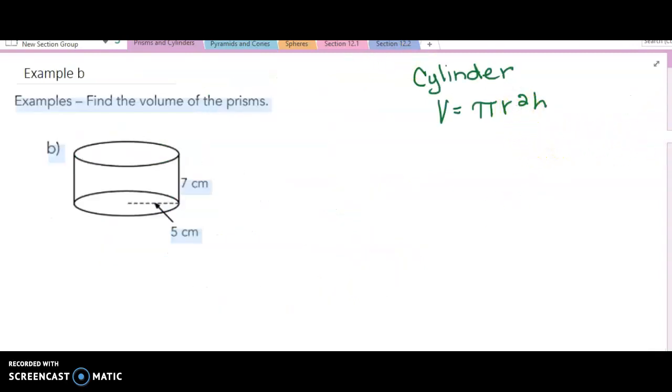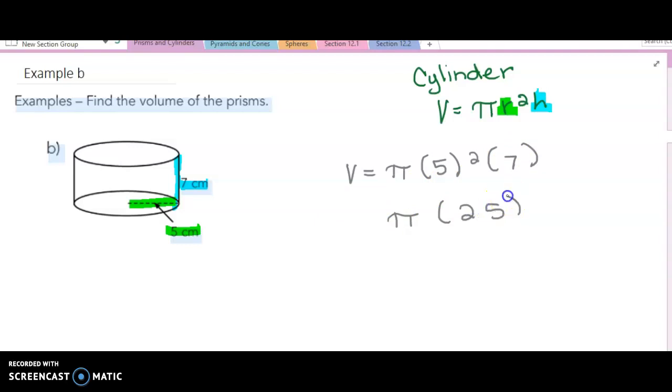So all I need is the r and the h. Well, our r is my radius, so here's my r. And my h is still the height between the two bases, so the height between the circles, which is right here, which is 7. So if I plug all that in, volume equals pi times 5 squared times 7. I get pi times 25 times 7, which is 175 pi, and that'd be centimeters cubed.